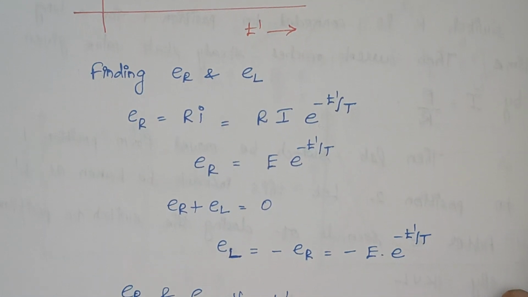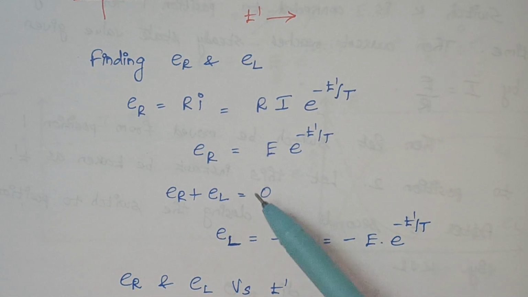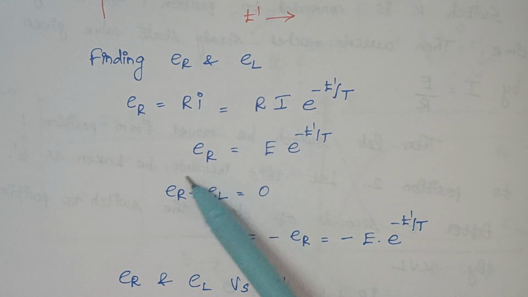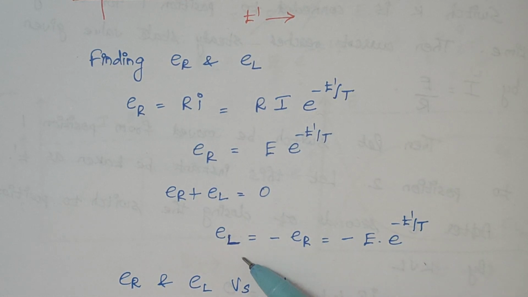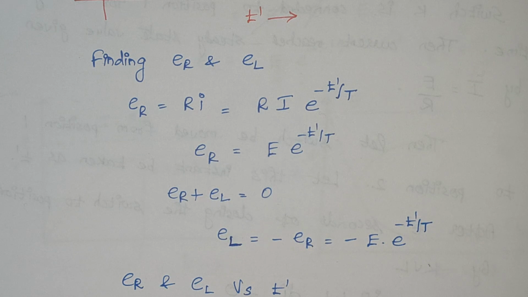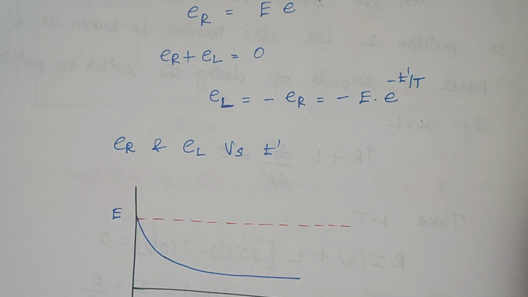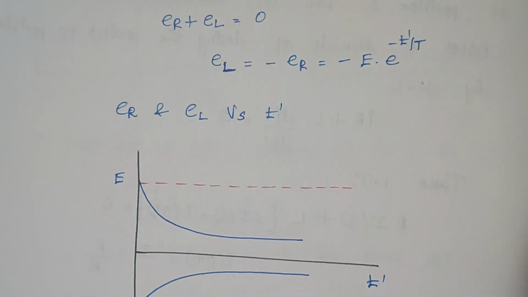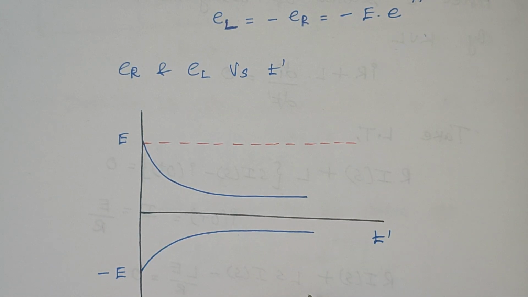Next, we are going to find the voltage drop across the inductor. So E R plus E L is equal to 0. Therefore E L is nothing but, when you move E R to the right hand side, minus E R. So this is your expression for E L. Now we are going to draw the graph for the voltage drop across the resistor and inductor versus time t dash. Again you have to select random values for t dash and draw the graph, and here we have a graph like this.